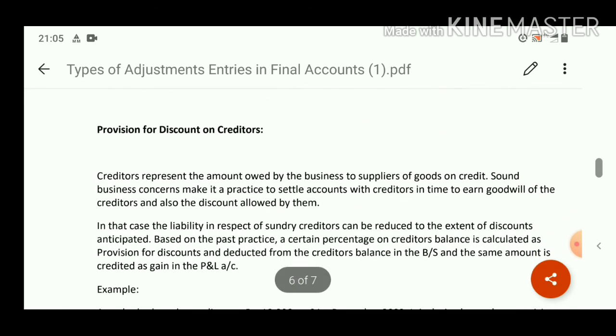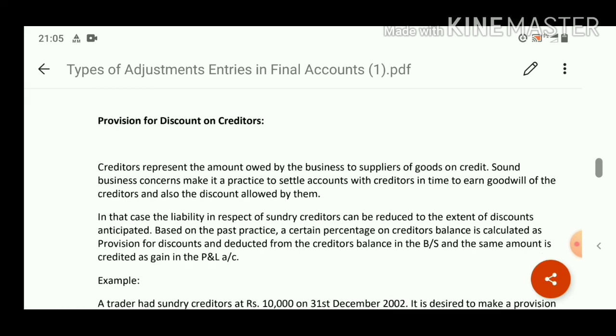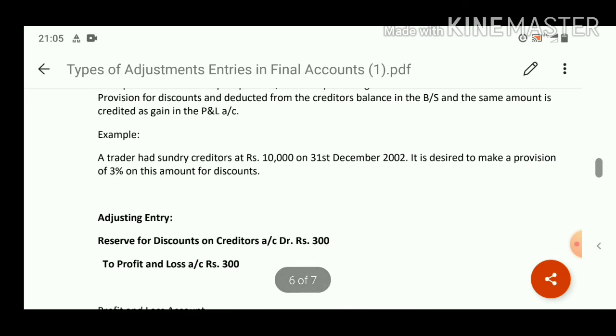Similarly, my suppliers can also give me a discount. So creditors represent the amount owed by the business to suppliers of goods on credit. So sound business concerns make it a practice to settle accounts with the creditors in time to earn the goodwill of the creditors. Okay, so a trader had sundry creditors of rupees 10,000 and it is desired to make a provision of 3% on this amount for discounts.